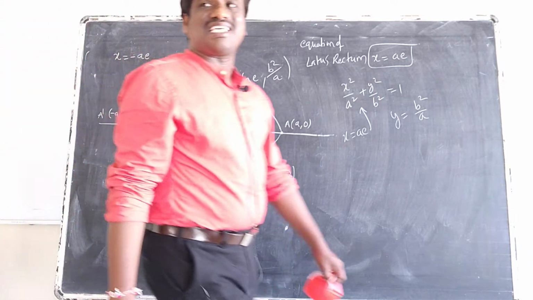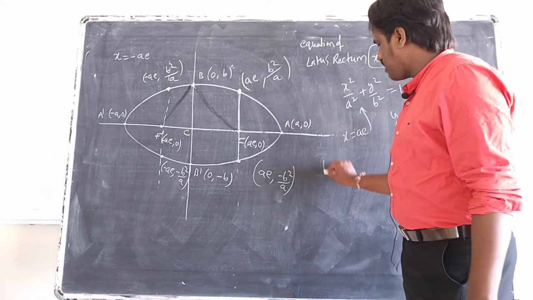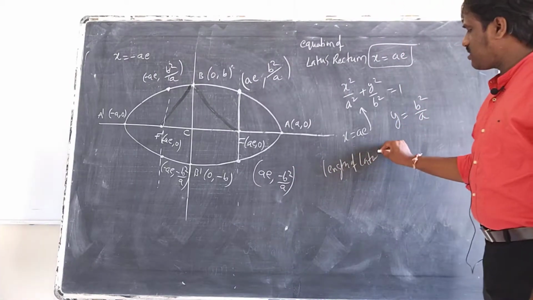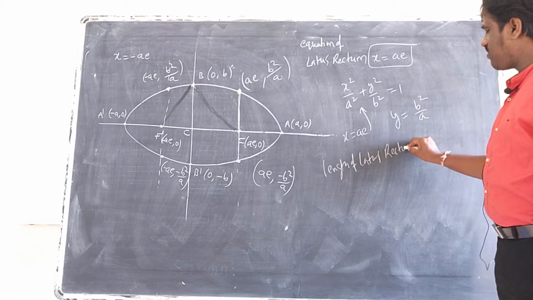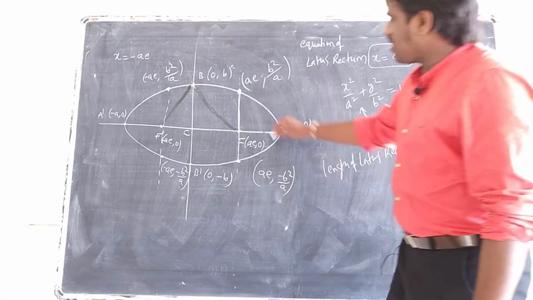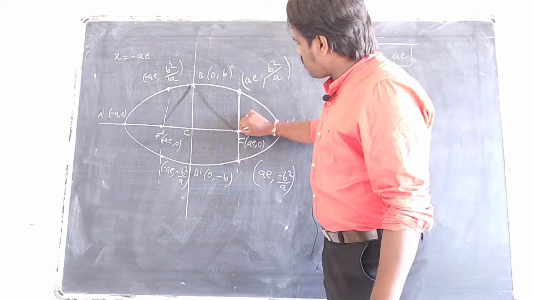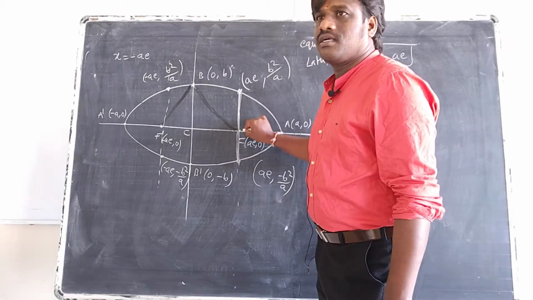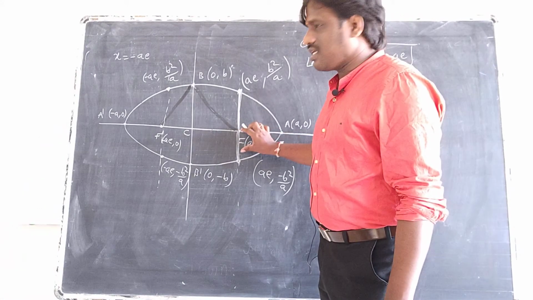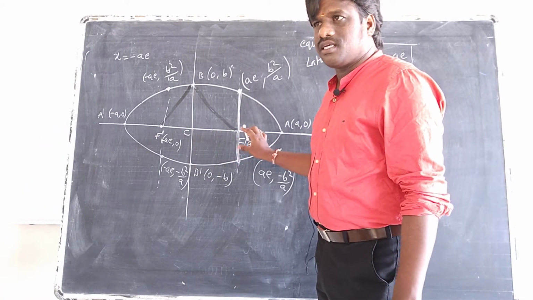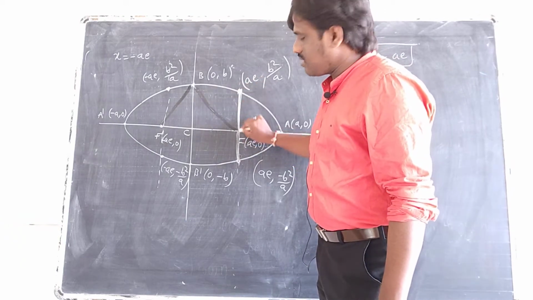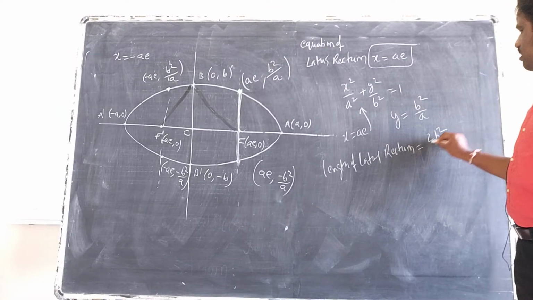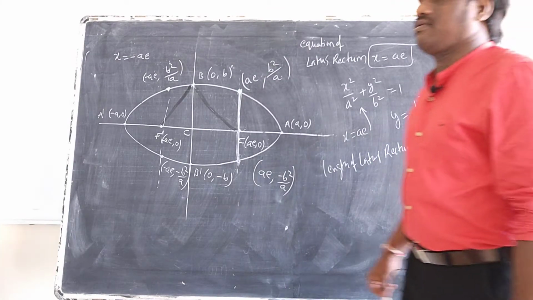So the length of latus rectum is equal to this y length, which is b square by a, and this y length is also b square by a. It looks small because I drew it wrong, okay? This is b square by a, this is b square by a, adding both of them I get 2b square by a. So the length of latus rectum is 2b square by a.